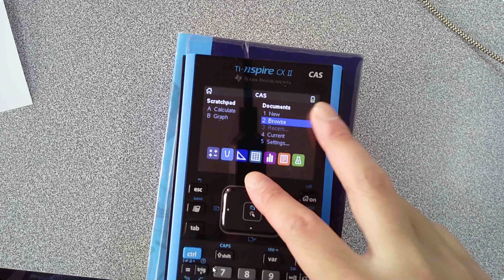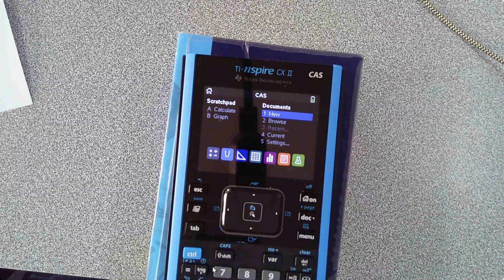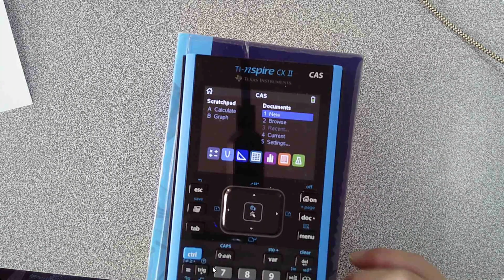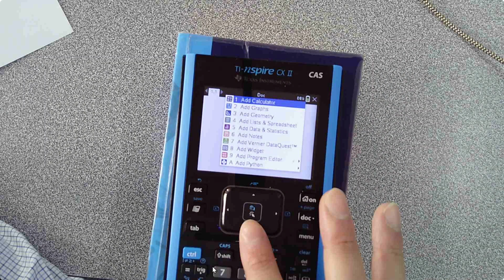Our goal is to make a box plot. So please go to the main menu and create a new document. I'm trusting you can all see that. Okay, is that all right? Yeah. All right, so new document. List and spreadsheet.